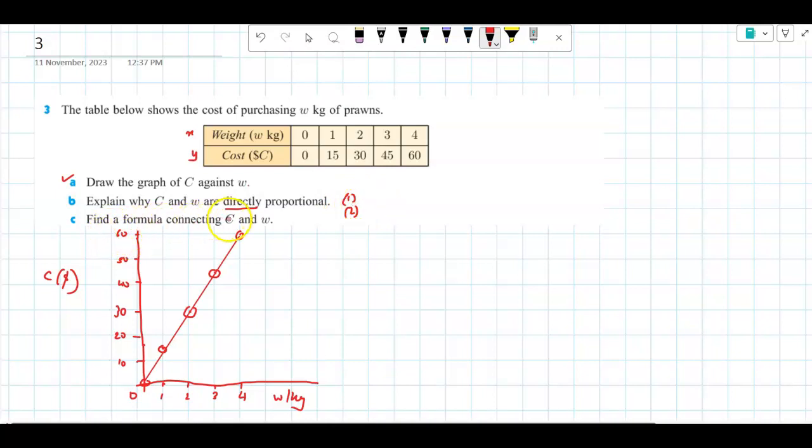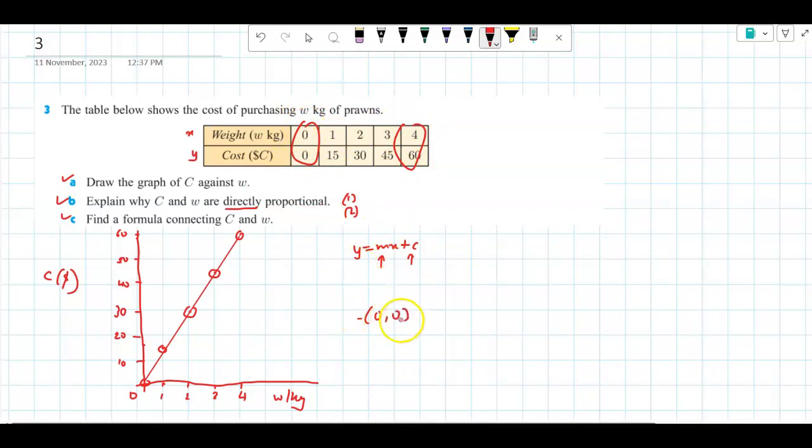Find a formula connecting C and W. How do you do that? You basically have to find the equation of the straight line. So when you find the equation of the straight line, what's the formula? y = mx + c. Correct? So there are two things you need to know: the slope of the line and the y-intercept. How do you find the slope of a line? Take any 2 points. I'll take these 2 points. Just generally try to take the extreme points.